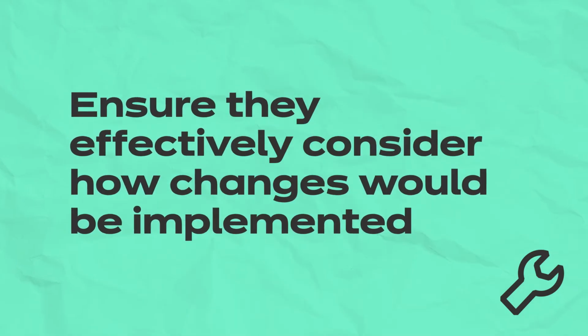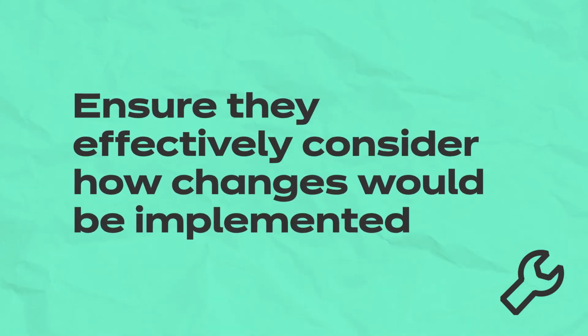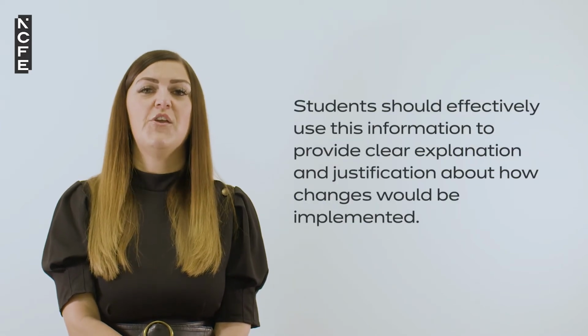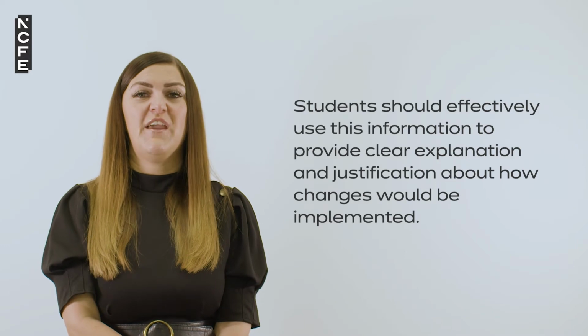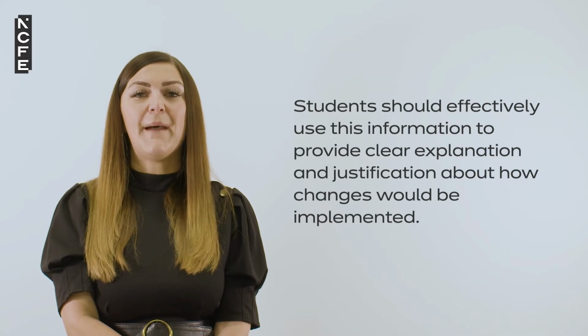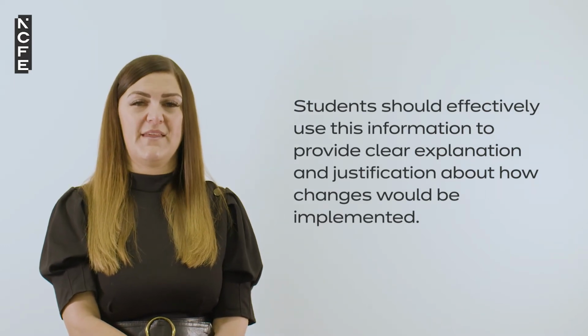Students should ensure they effectively consider how changes will be implemented. It is important for students to explore and justify how changes will be implemented using information from the brief, existing knowledge, and information from the literature review. They should avoid repetitive information from task 1, but effectively use this information to provide clear explanation and justification about how changes would be implemented.